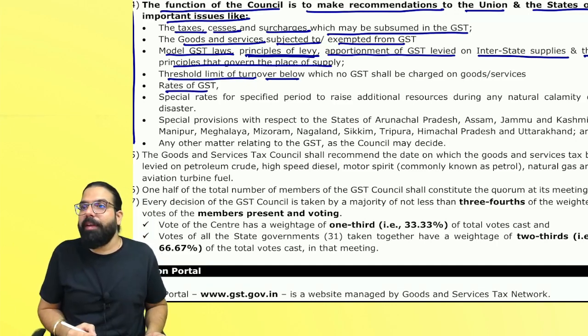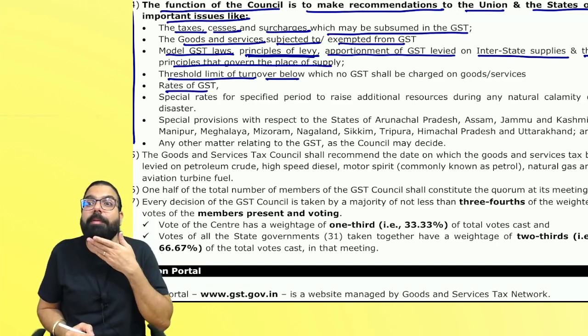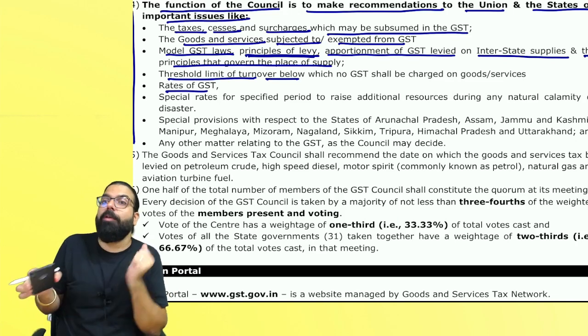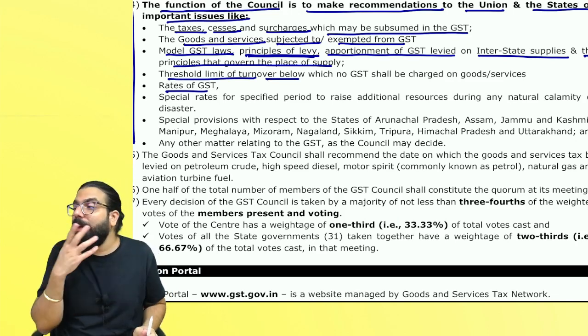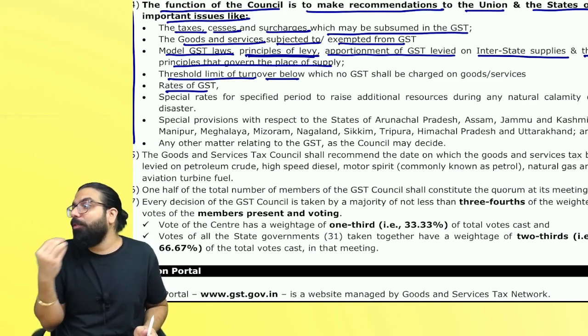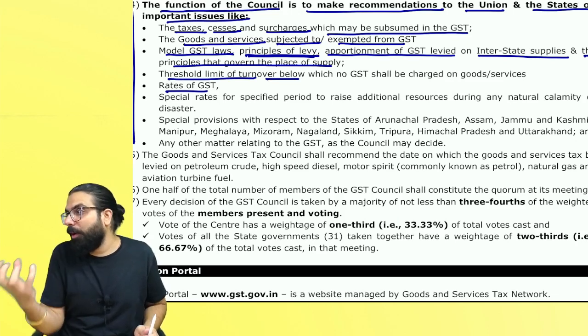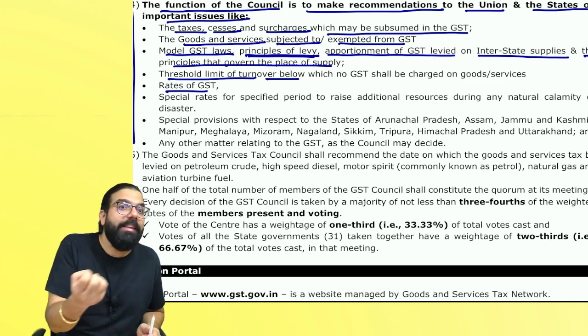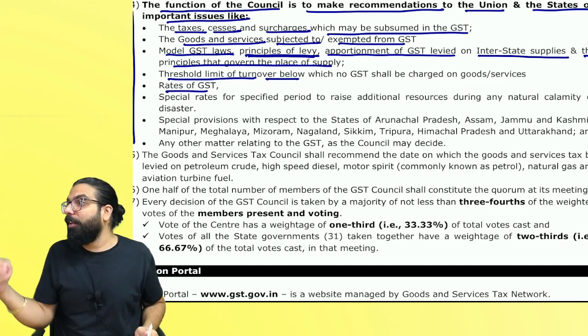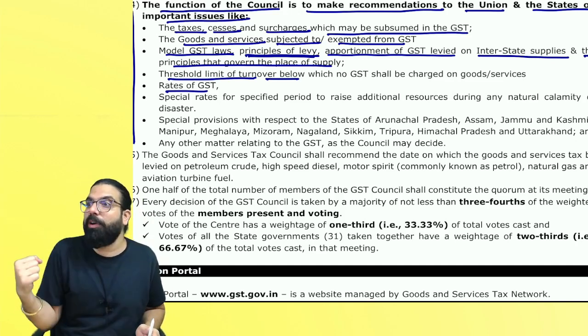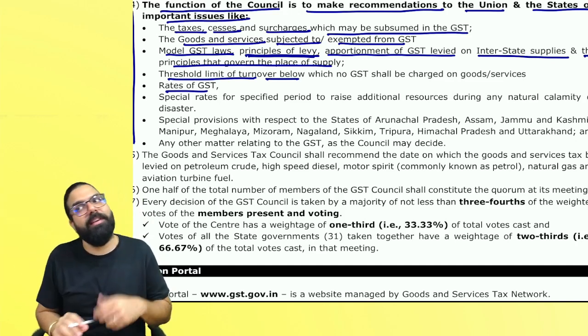Rates of GST will be decided by the GST Council. Rates of GST means, for this item, how much rate will be there? Whenever the GST Council meets, quarterly or every six months, they decide on the rates, saying this item's rate will increase, this item's rate will decrease. Who decides the rates? The GST Council.